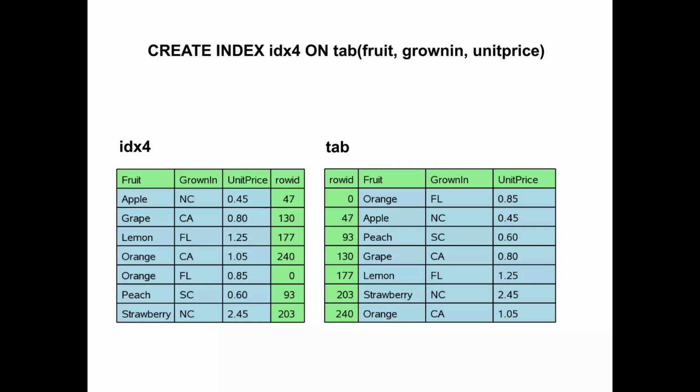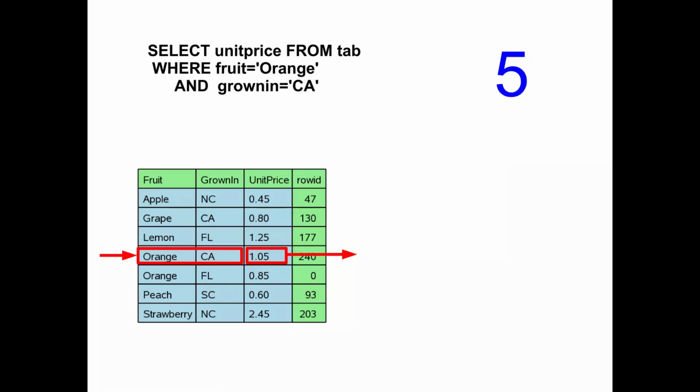Here I've got an index for fruit grown in and unit price. As you've seen before, the index is built just by copying the values of the individual fields into the index in sorted order, sorted according to the order that the indexes appear. In this case, if we do our query, here's example number 5. It does the binary search for oranges in California, but it doesn't have to do the additional lookup over into the main table in order to get the data. The data is sitting right there in the index, and it can output it straight away.